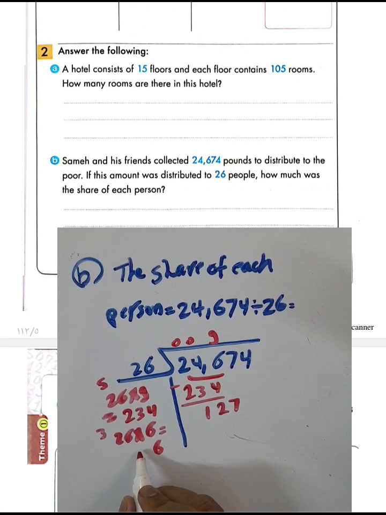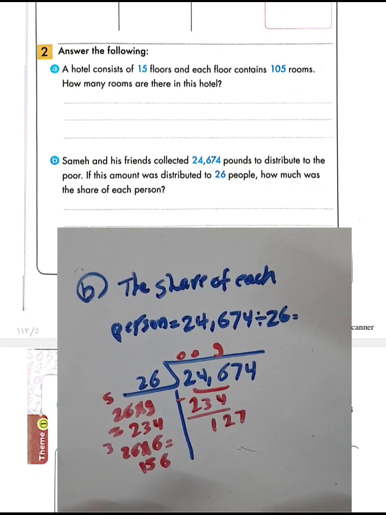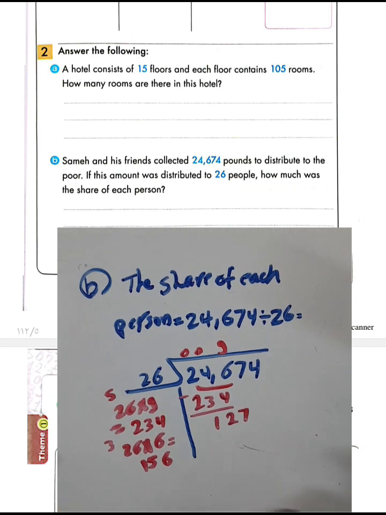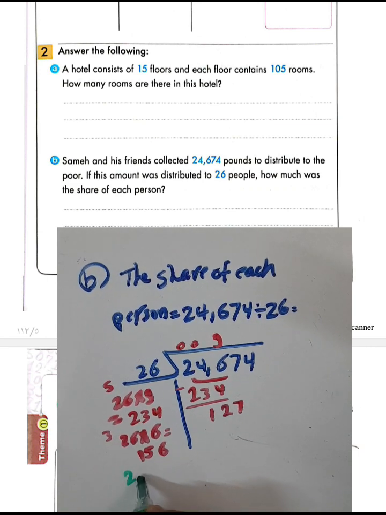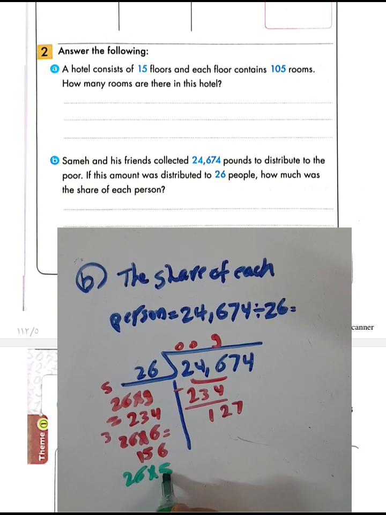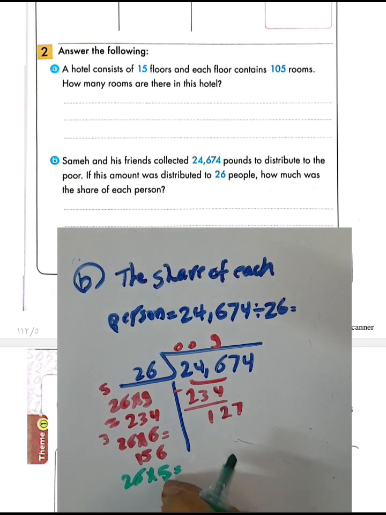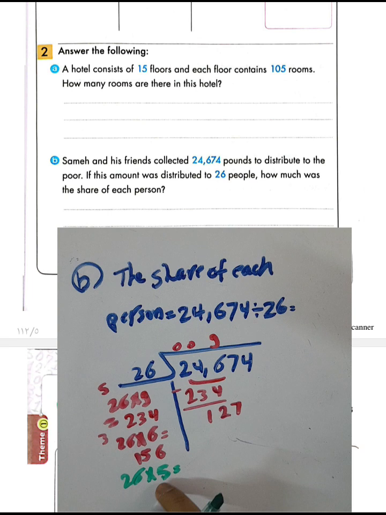12 plus 3 equals 15. 156 is greater than 127. Then you must cancel 6 here and write 5, multiplication by 5. Okay, this number comes just before 6, it will be 5. 5 times 6 equals 30. Write 0 and carry 3.